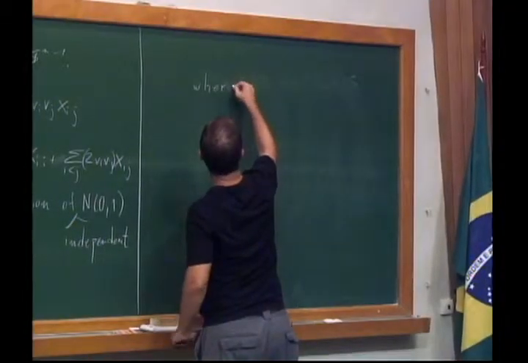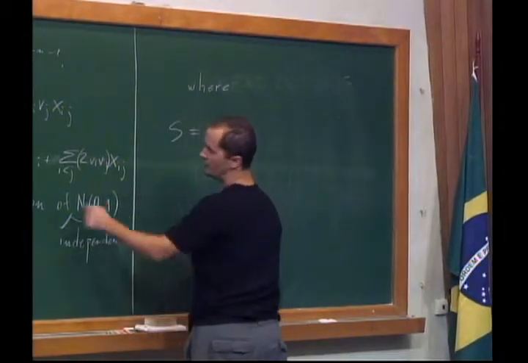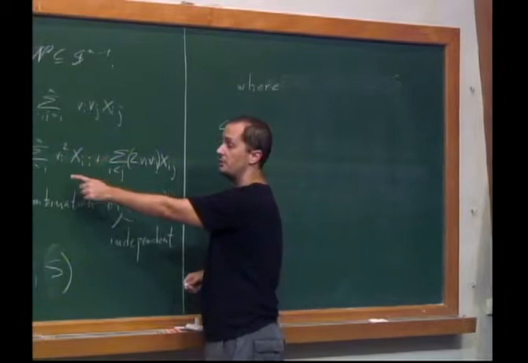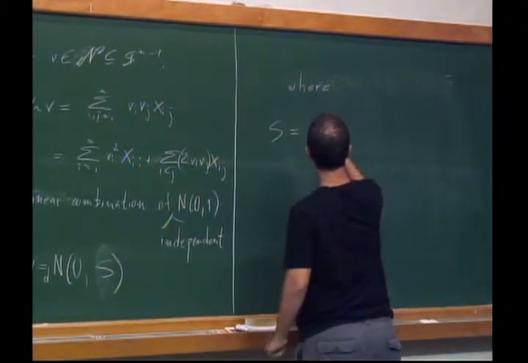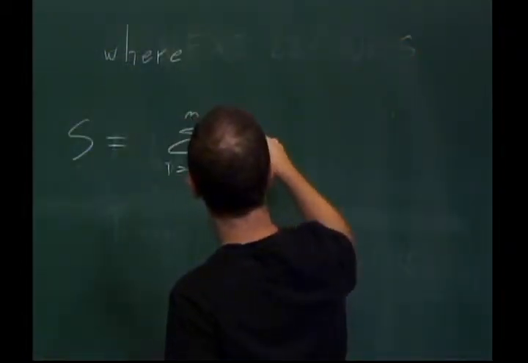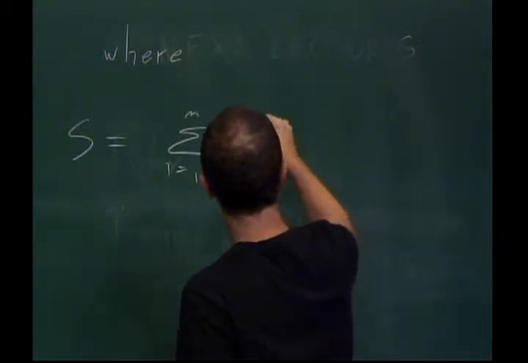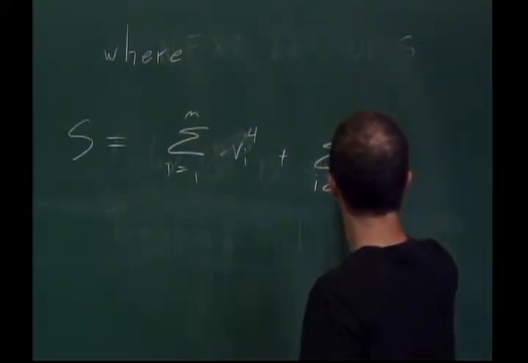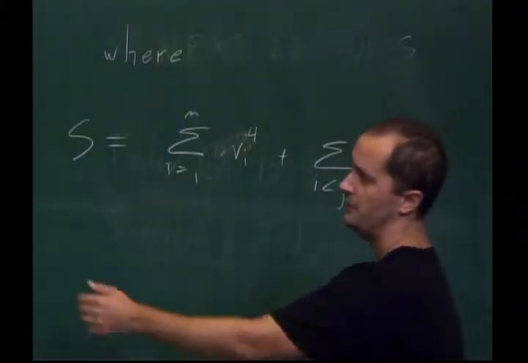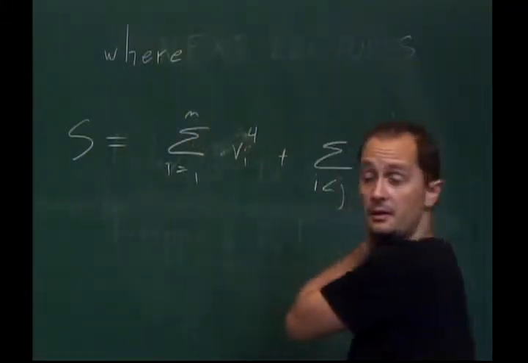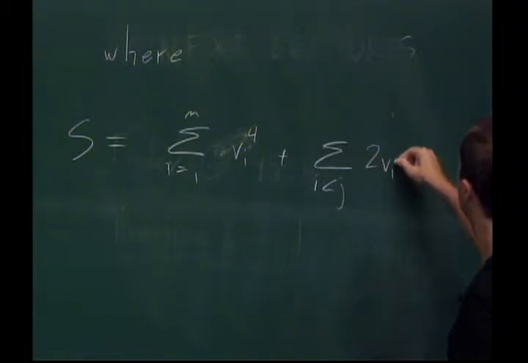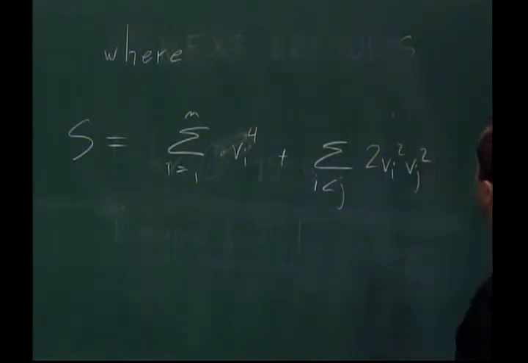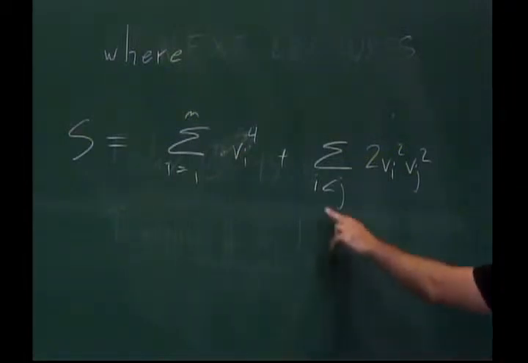So let's see what S is. First you have to sum the squares of the coefficients over here. And then you have a sum for i less than j of the squares of the coefficients here. Right? And here I'm summing over i less than j.